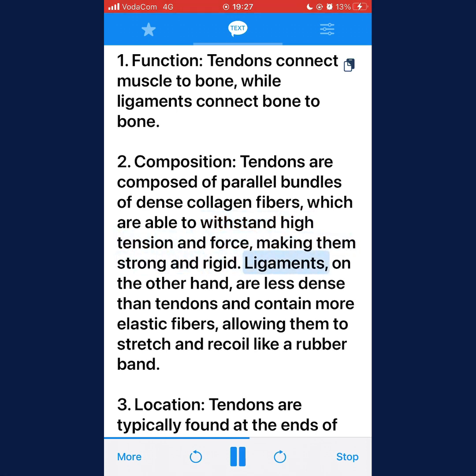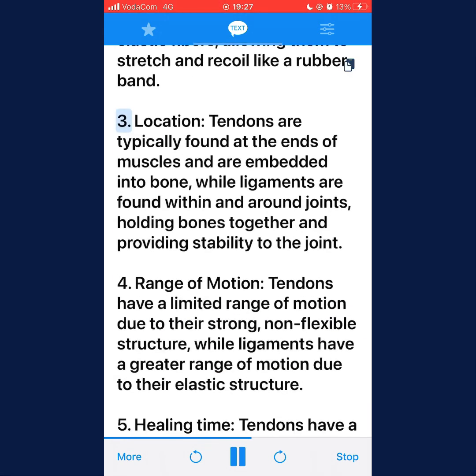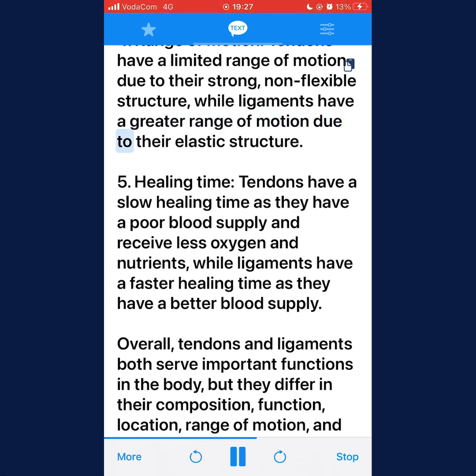Ligaments, on the other hand, are less dense than tendons and contain more elastic fibers, allowing them to stretch and recoil like a rubber band. 3. Location. Tendons are typically found at the ends of muscles and are embedded into bone, while ligaments are found within and around joints, holding bones together and providing stability to the joint. 4. Range of motion. Tendons have a limited range of motion due to their strong, non-flexible structure, while ligaments have a greater range of motion due to their elastic structure.